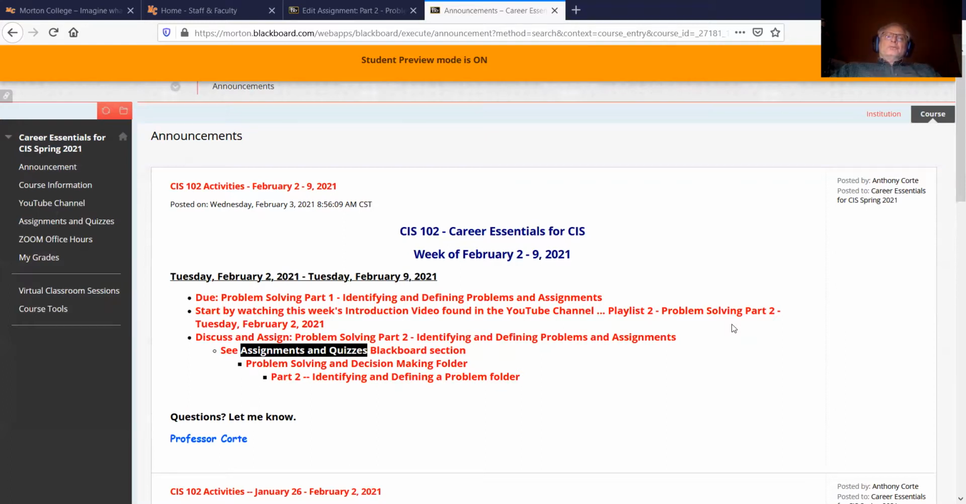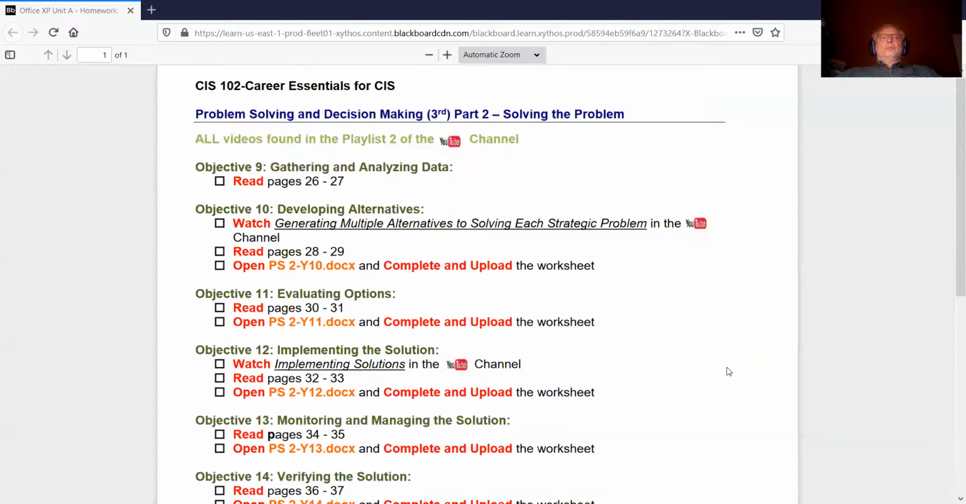As we did last time, you will find in the assignments and quizzes section of Blackboard a folder, problem solving and decision making. And in that folder, you will find part two, identifying and defining a problem. In that is the fact sheet, which we'll cover here in a second, and the worksheets, seven of them for you to complete that correspond to the course text. All right, so I'm going to stop this share and put up the actual fact sheet for the week. Let's take a look at it here.